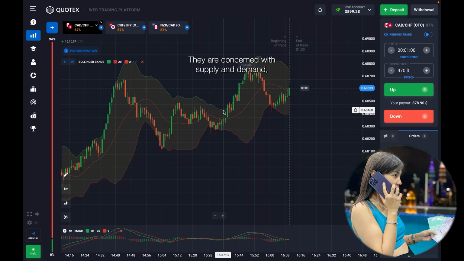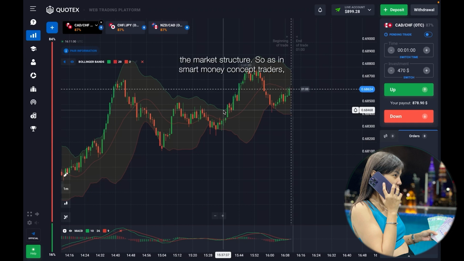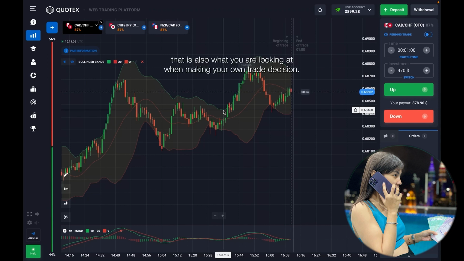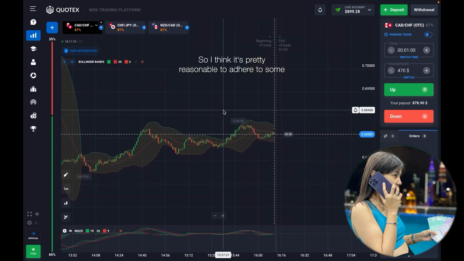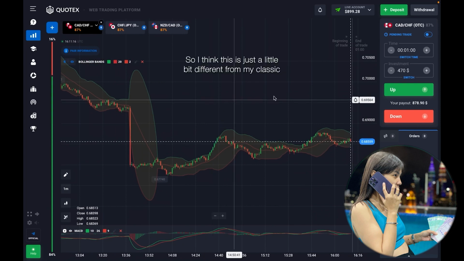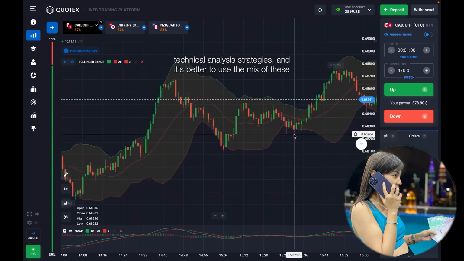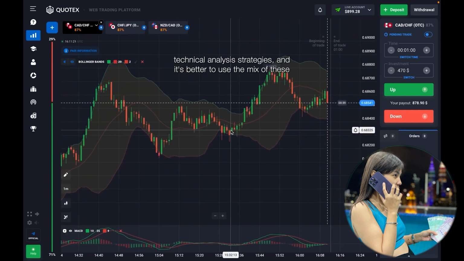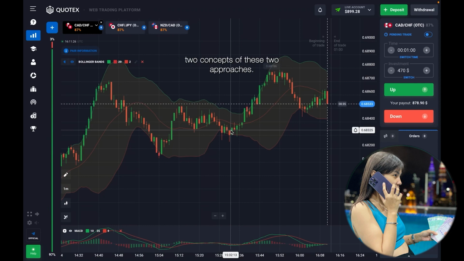They're concerned with supply and demand and the market structure. As smart money concept traders, that is also what you're looking at when making your own trade decisions. So I think it is pretty reasonable to adhere to some general market movements, and it's exactly what I'm doing. It's just a little bit different from my classic technical analysis strategies, and it's better to use a mix of these two concepts, these two approaches.